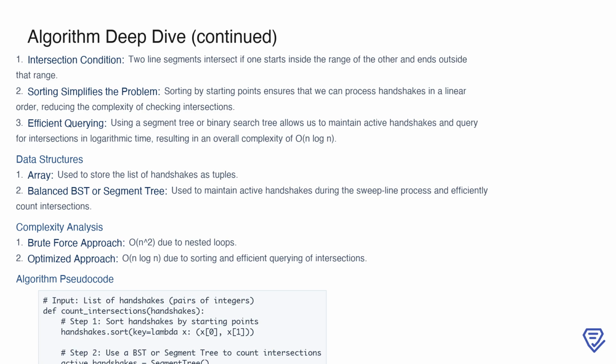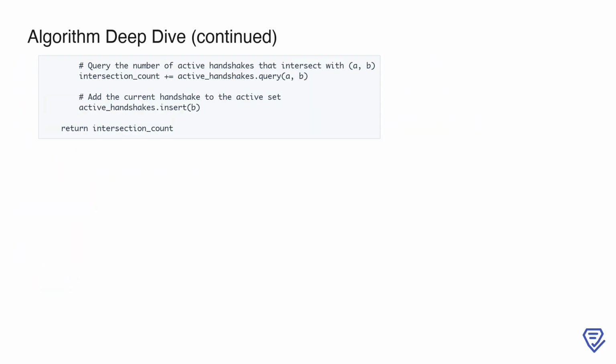The complexity analysis highlights the stark difference between the two approaches. While the brute force method struggles with quadratic time complexity, the optimized approach leverages sorting and efficient querying to achieve a much faster runtime. The pseudocode implementation starts by sorting the list of handshakes by their starting points, followed by their endpoints for ties. A segment tree or balanced binary search tree, represented here as active_handshakes, is initialized to keep track of the handshakes currently being processed.